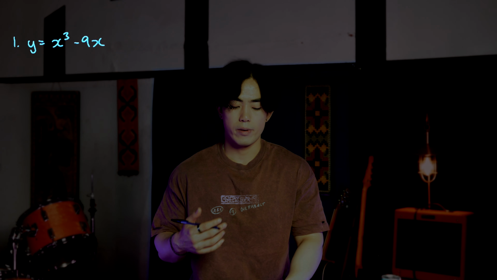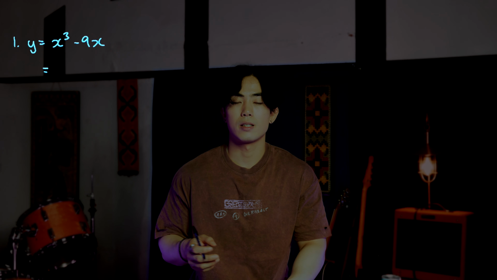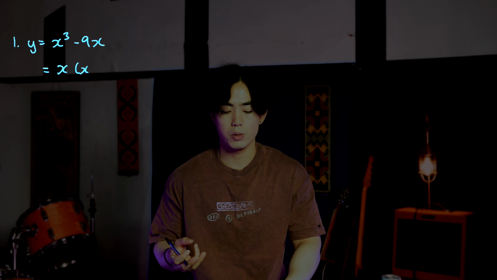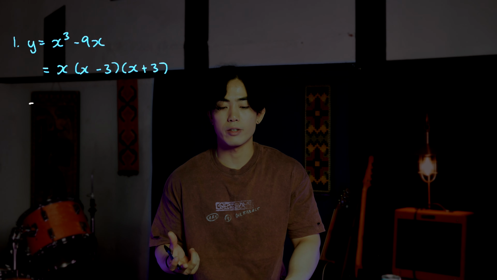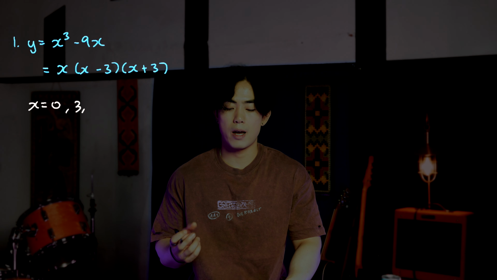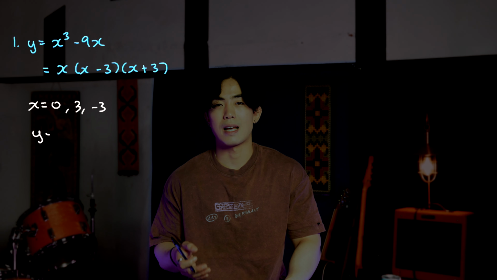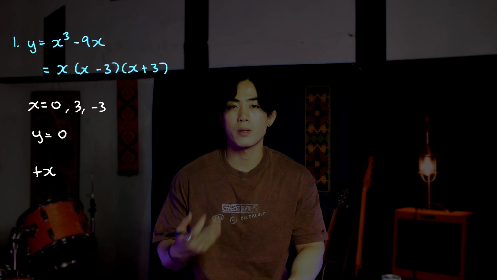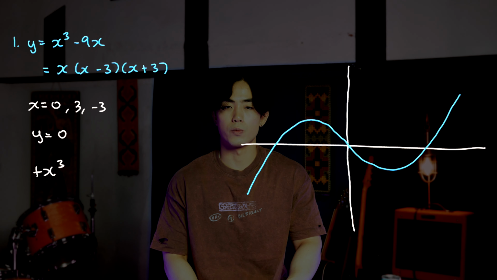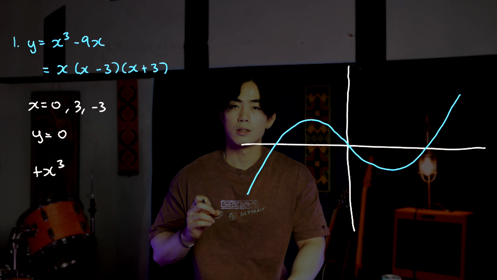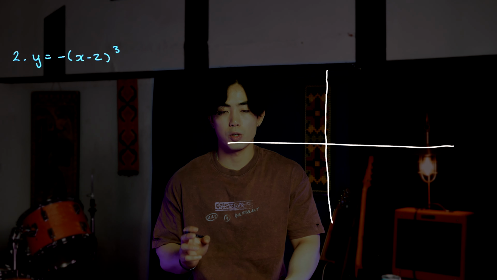Okay, first one, we have y is equal to x cubed minus 9x. In this case, we need to first factorize to get x, (x plus 3), (x minus 3). It has 3 unique roots at x is 0, 3 and minus 3, and it crosses the y-axis at y is 0. It's a positive x cubed coefficient, so it's going to be like the positive shape, and will look something like so.